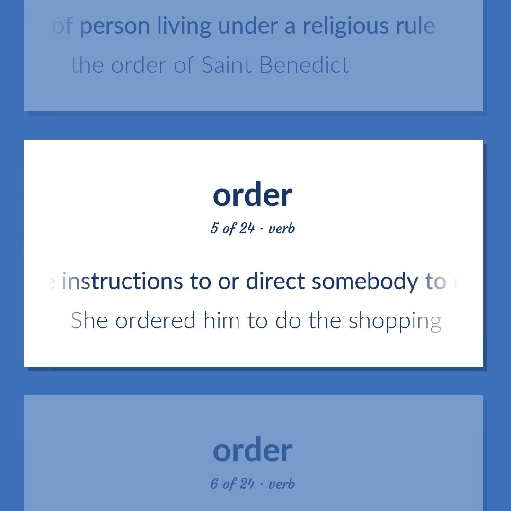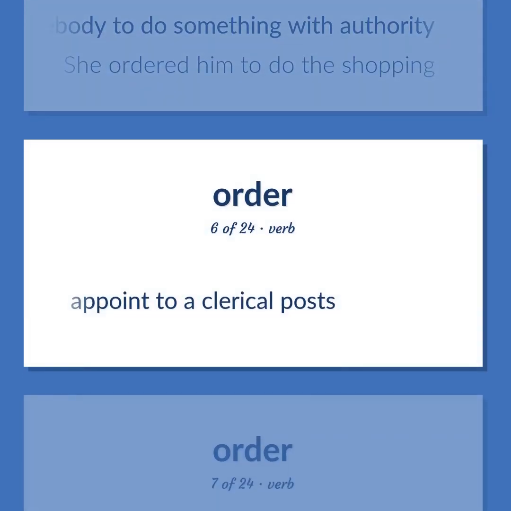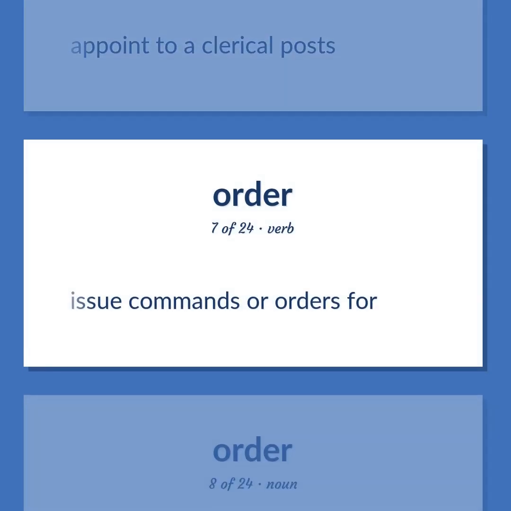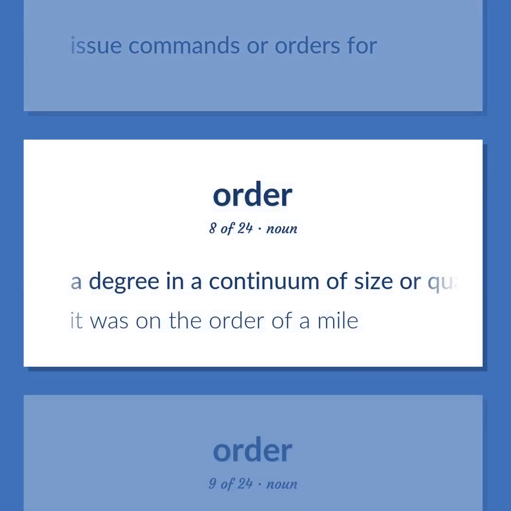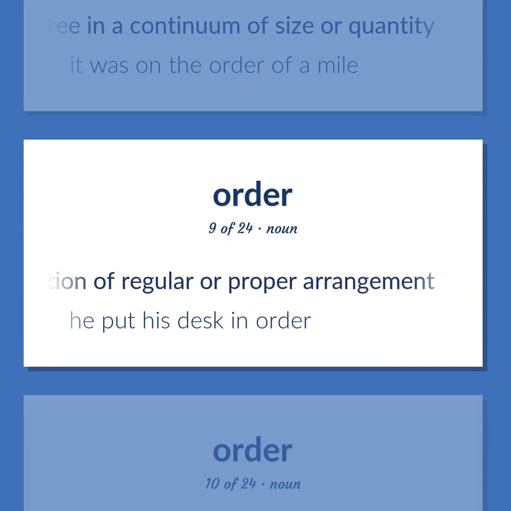Give instructions to or direct somebody to do something with authority. She ordered him to do the shopping. Appoint to a clerical post. Issue commands or orders for. A degree in a continuum of size or quantity. It was on the order of a mile. A condition of regular or proper arrangement. He put his desk in order.